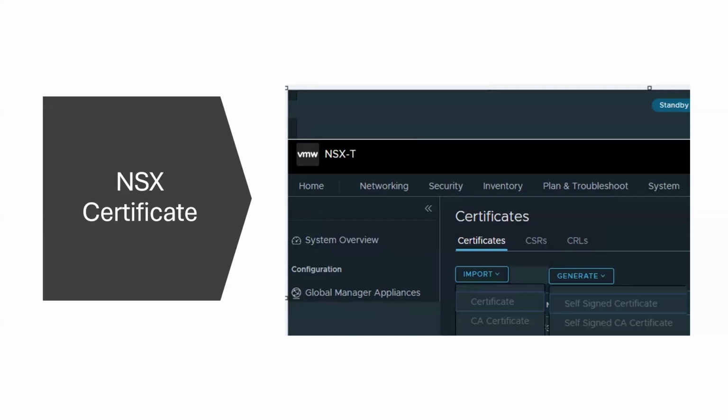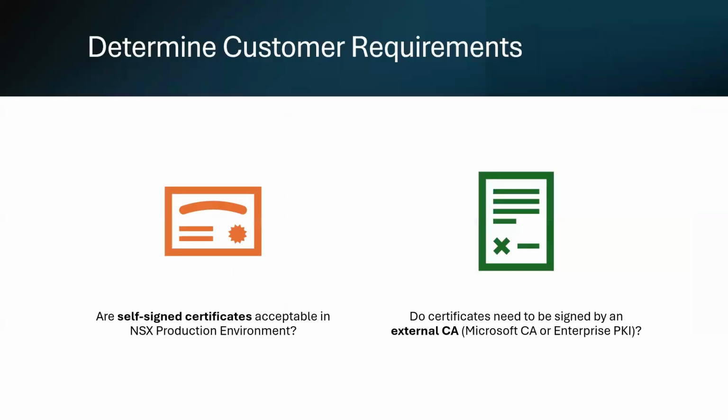So now let's determine the customer requirements. Are self-signed certificates acceptable in NSX production environment? Yes. In an NSX production environment, self-signed certificates are acceptable if the client is okay with the certificate. If the client needs the certificate to be signed by the external CA or an external vendor, in that case, based on the requirement, we need to go for external CA.